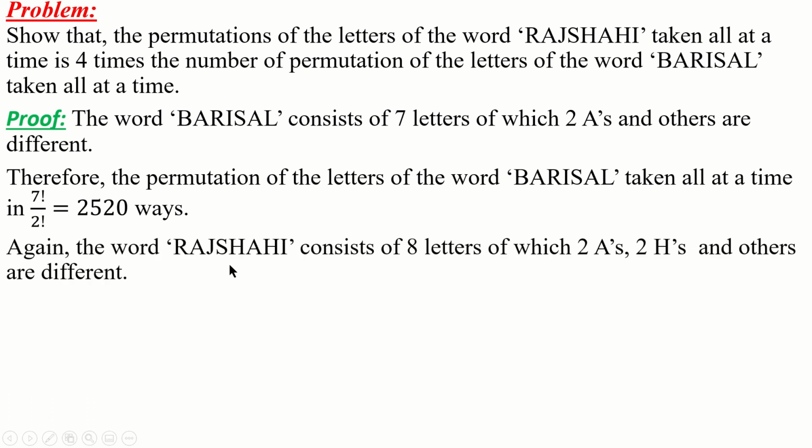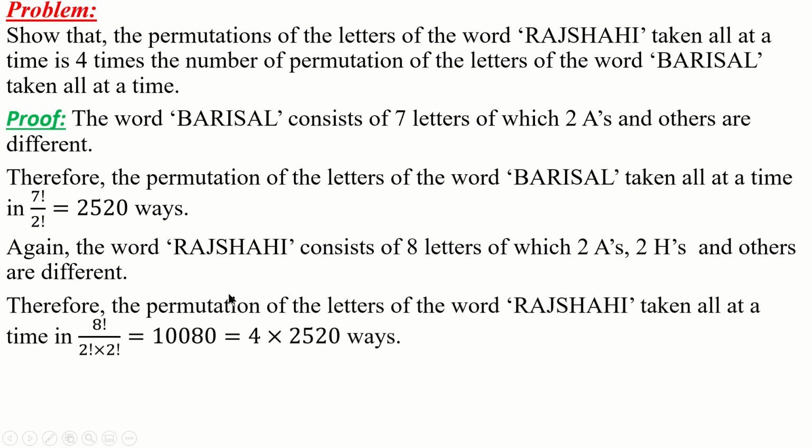Again, the word Rajshahi consists of 8 letters, of which A is 2 and H is 2. Therefore, the number of permutations will be 8 factorial divided by 2 factorial into 2 factorial. This is equal to 10,080. But 10,080 means 4 into 2520. 2520 means the total number of permutations of the letters of the word Borishal.